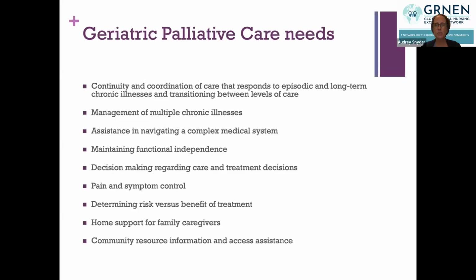Home support for the family caregivers is important. Caregivers really burn out quickly. If someone has been in care at home for a longer period of time, then they may need some respite care. We also need to think about what community resources are available for them and help them access that assistance as well.